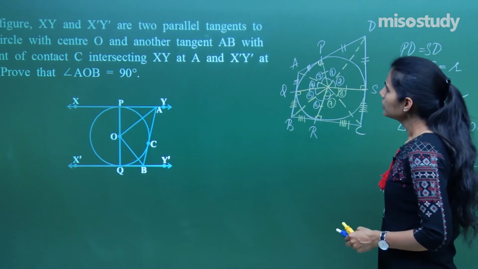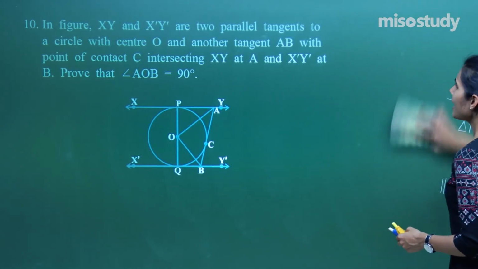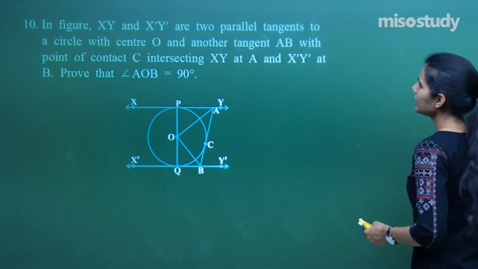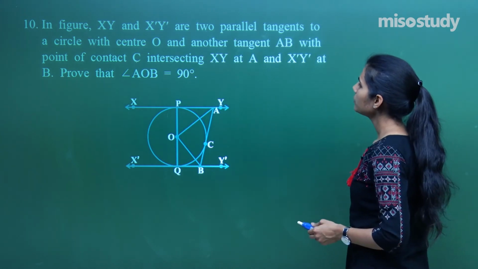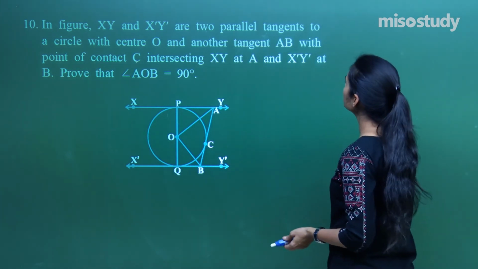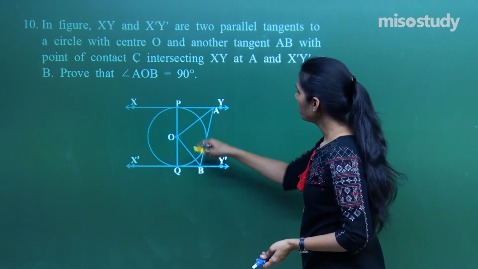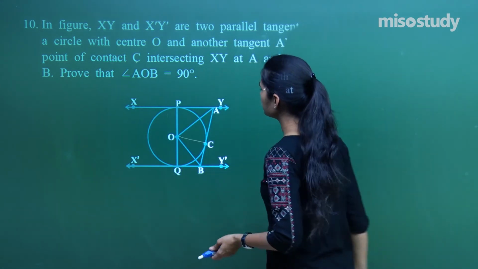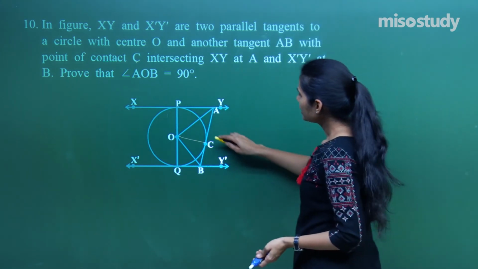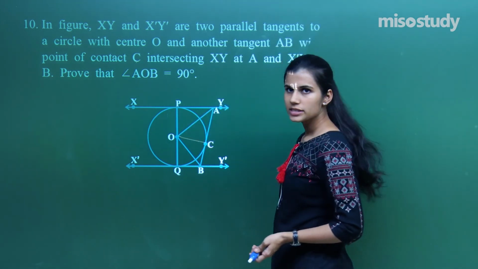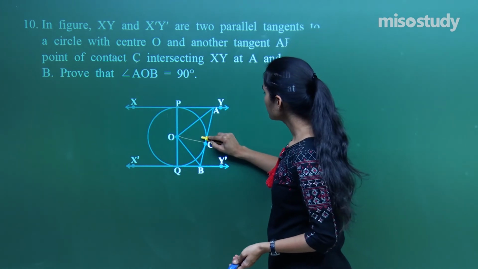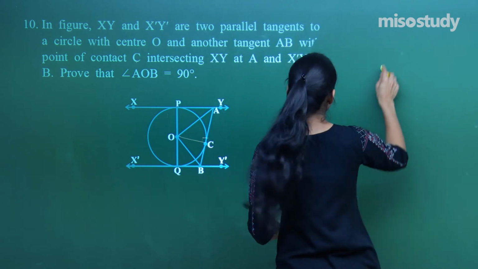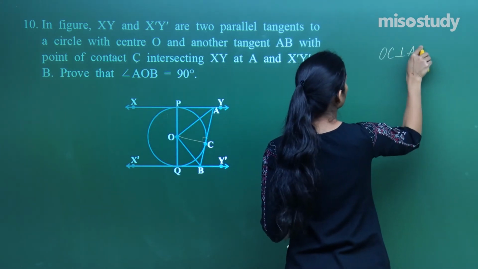In this figure, what are we given? Two parallel tangents are given to us, and another tangent AB with the point of contact C is also given to us. Prove that AOB is 90 degrees. What I will do is I will join O with C. The moment I join O with C, I know OC is the radius of the circle, and radius is perpendicular to the tangent through the point of contact. AB is the tangent, so OC will be perpendicular to AB.